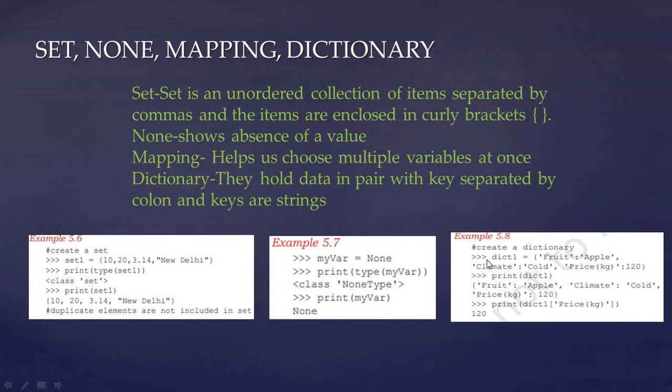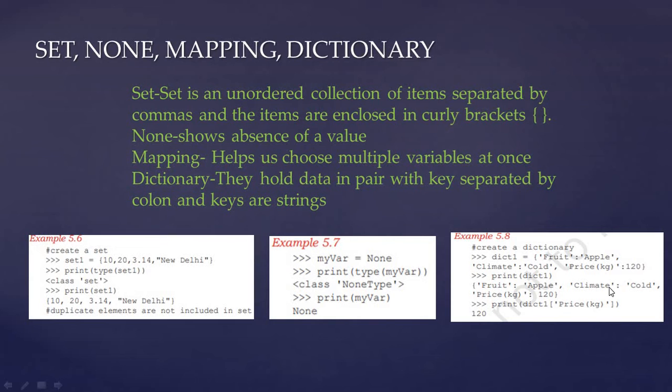Next, we have set, none, mapping, and dictionary. So sets are basically using curly brackets and they are unordered collections of data. None shows us the absence of value. Mapping helps us choose multiple variables at once. So using the map function can help us use up to 3, 4, 5 multiple variables. Dictionary holds the data in pairs with key separated by colons and the keys primarily are strings.